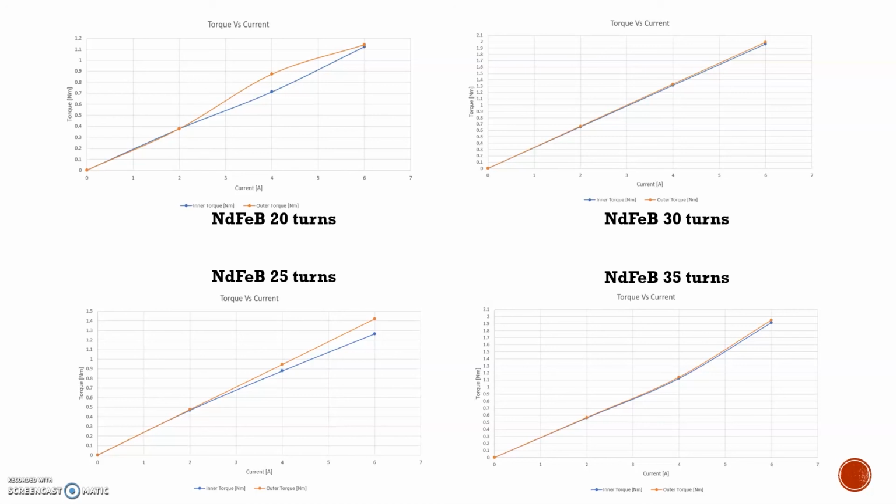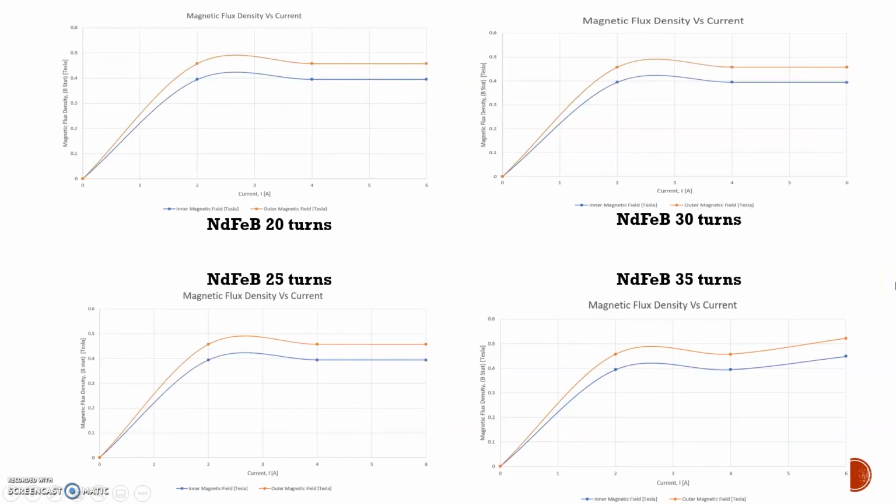This is the comparison between every number of turns for the torque produced from the simulation. We can see that here the value is 1.1, and from here the value will increase as the current increases and the number of turns increases. The orange one is for the outer torque, and the blue one is for the inner torque. And then we will repeat.